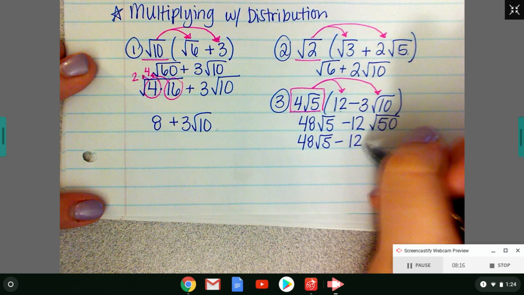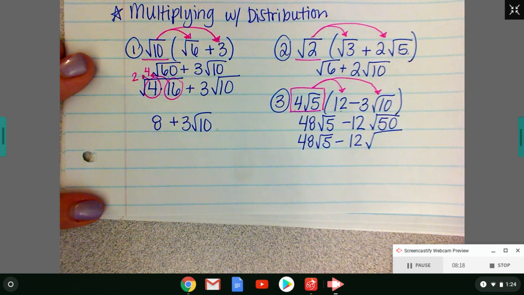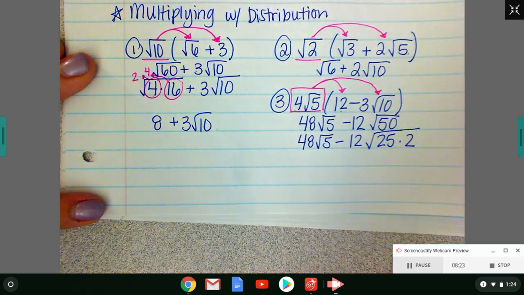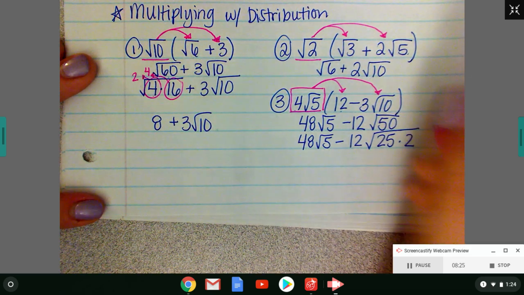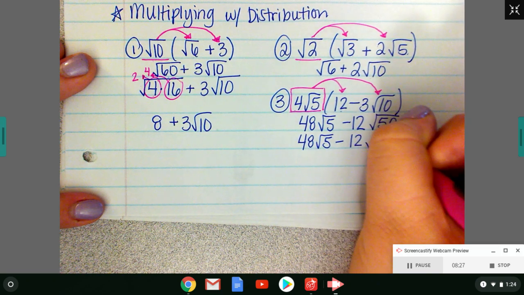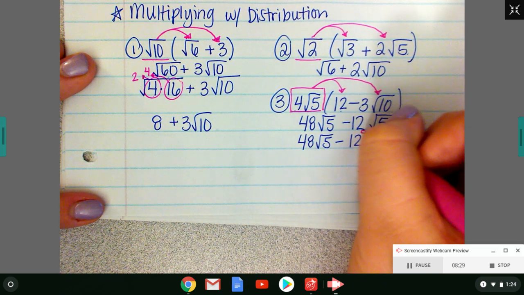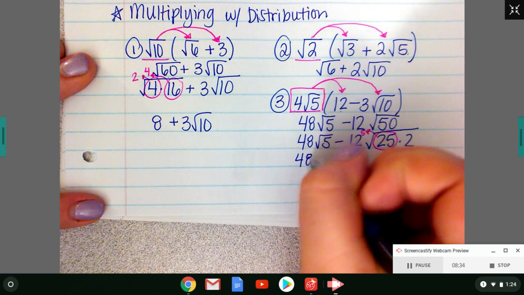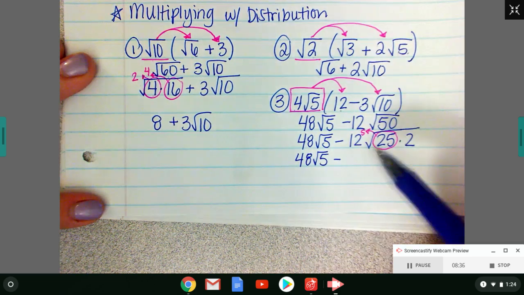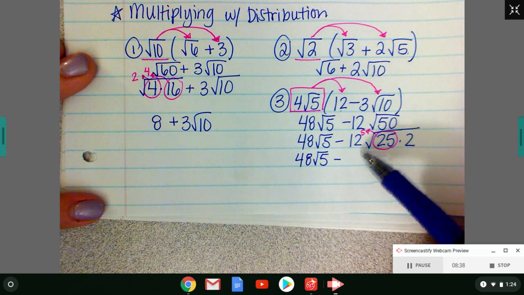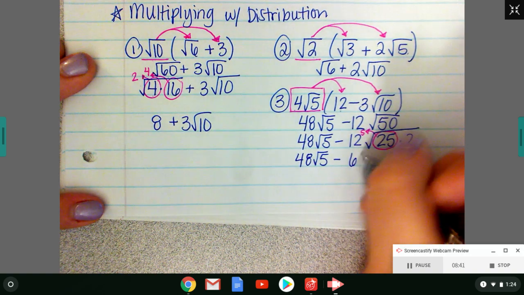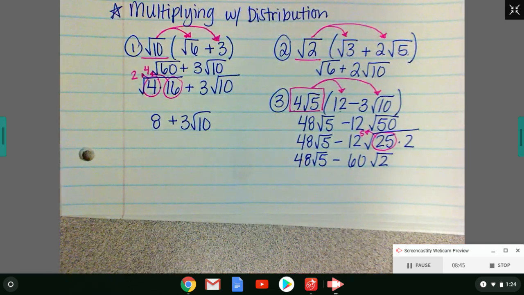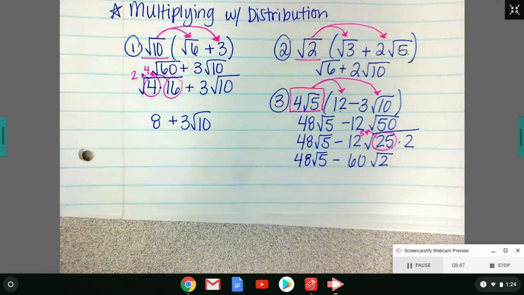But this root 50, we can simplify. Something perfect fits into it, and it's 25. So I can pull that 25 out. And when it gets broken out of jail, it was perfect, so it gets broken out as a 5. So we've got 48 root 5 minus, that looks like 12 to the 5th. That's not what I meant. I mean 12 times 5, which is 60. And then all that's left in this radical is a 2. So 48 root 5 minus 60 root 2.